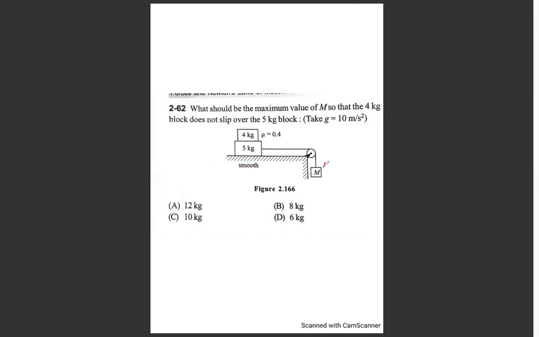So if you draw the force diagram, we can write the common acceleration as the net pulling force, that is mg, divided by 9 plus m. So this is your common acceleration. Let us analyze the situation with the free body diagram of the 4 kg block. If this block has a tendency to slip on the 5 kg block, it has a tendency to move in the backward direction.